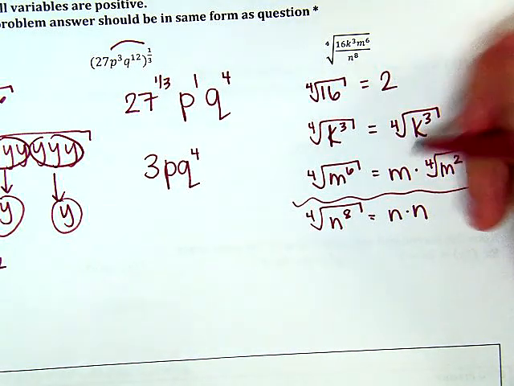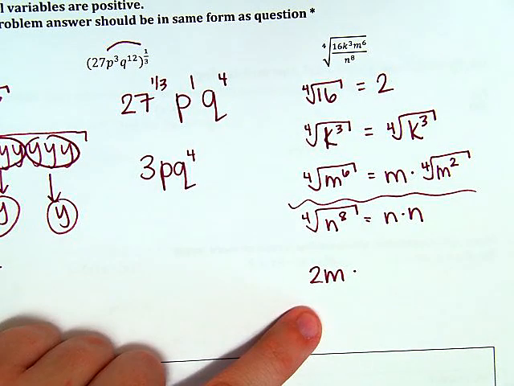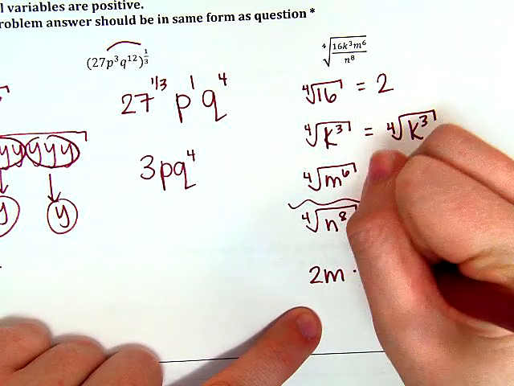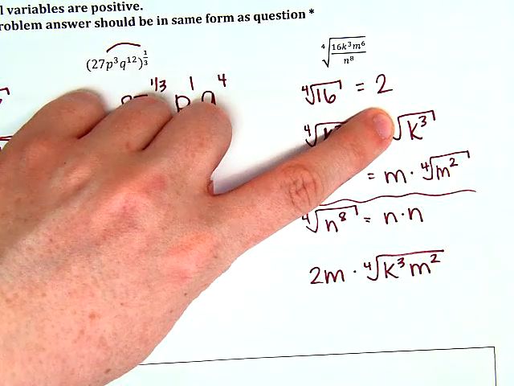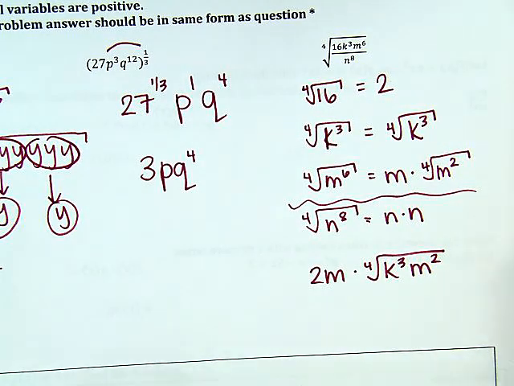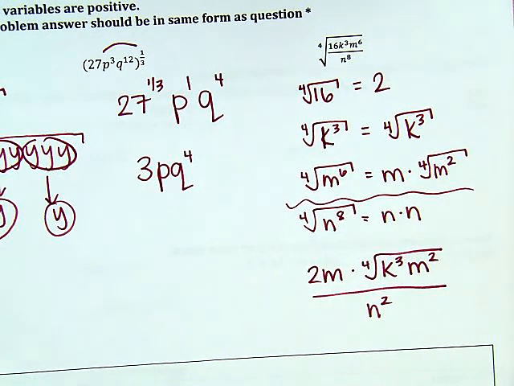So on the top, I have 2m. Let's separate those because they're both on the outside. Then under the 4th root, I still have k³ and m². Then on the bottom, I have n². And that is my answer.